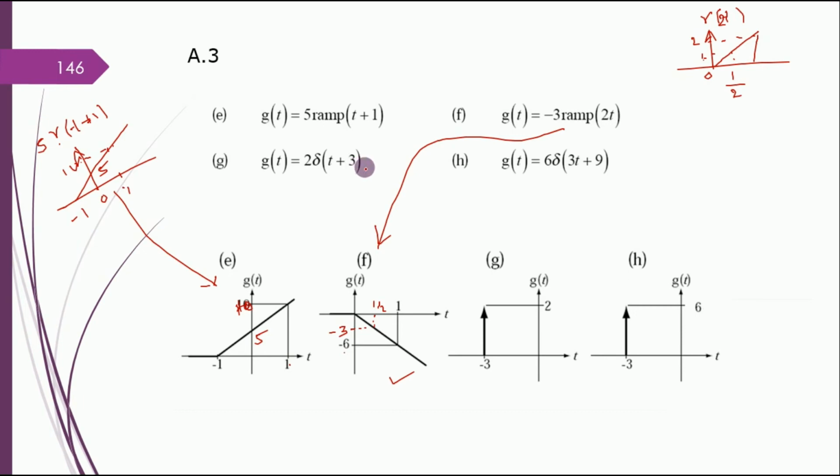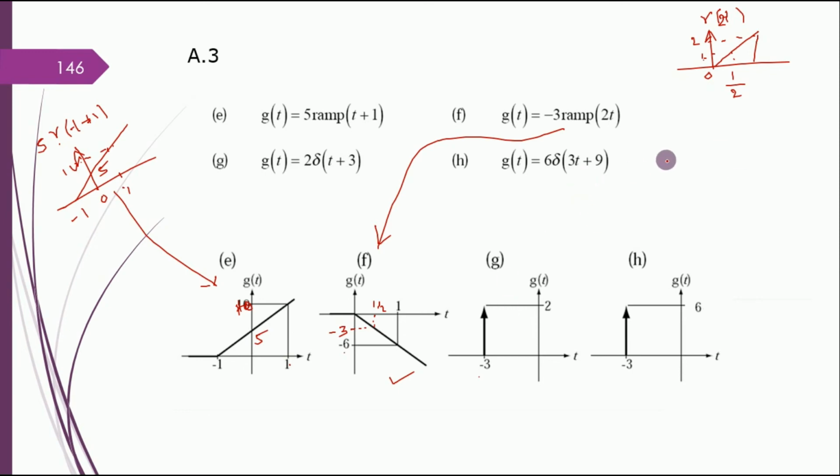Now 2 delta of t plus 3. This is area scaling. 2 is taken care of. Shift it by 3 times onto the left. Delta is shifted by 3 times onto the left and its area is scaled by 2. That's it. You know how the delta function looks.